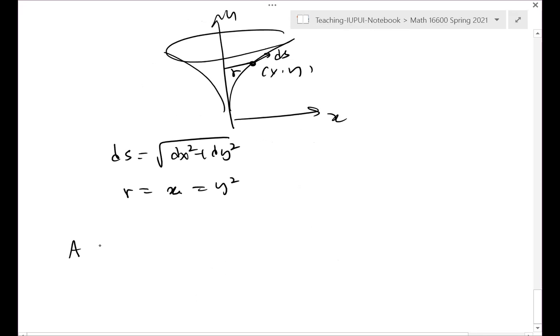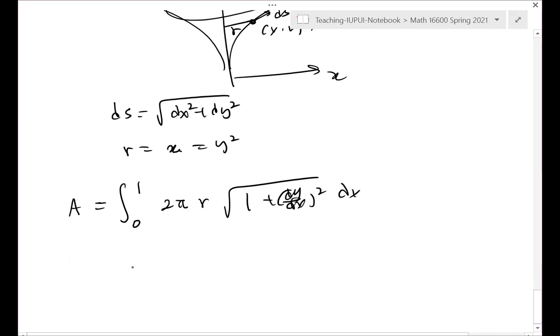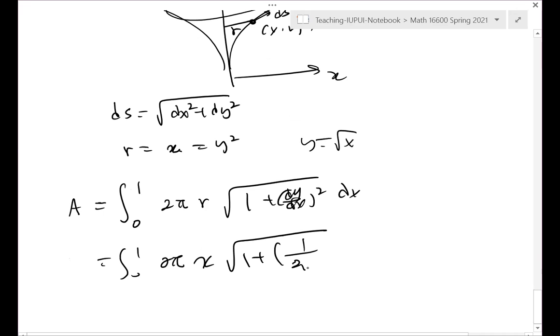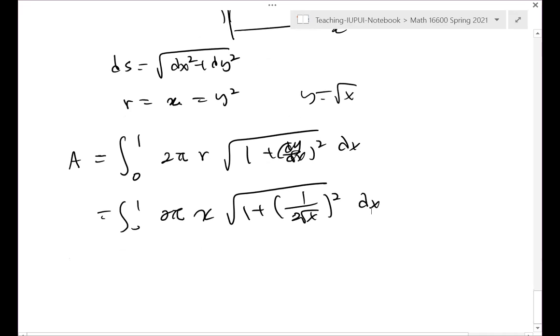Okay, so the area is going to be an integral. If you want to use the x variable, x is from 0 to 1, 2 pi, and this is the first formula, right? This is going to be the square root of 1 plus (dy over dx) squared. So I'm going to put 2 pi, r is x, and y equals square root of x, right? So when I differentiate, you get this.